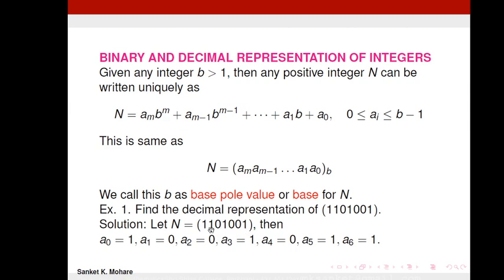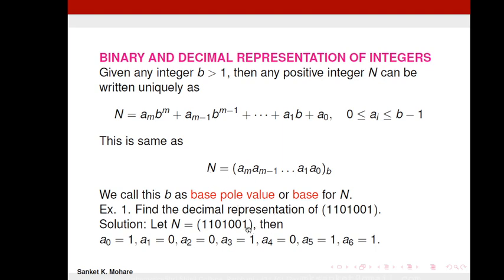Comparing this n with respect to this one, here the value of a0 is 1, the value of a1 is 0, the value of a2 is 0, the value of a3 is 1, the value of a4 is 0, the value of a5 is 1, the value of a6 is 1. So as I told, the base of a binary number is 2.